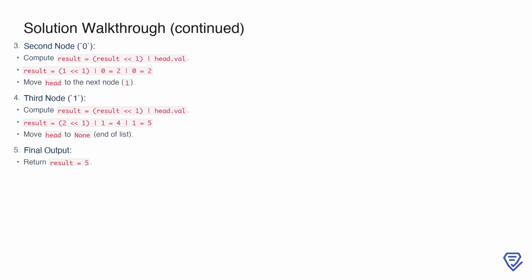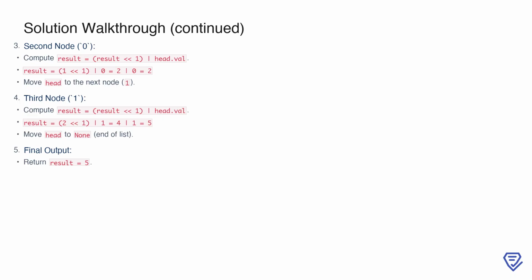The updated result becomes 2. Moving to the third node, which holds the value 1, we perform the same calculation, result = (result << 1) | head.val. Substituting the current values, we compute result = (2 << 1) | 1 = 5. The binary 10 becomes 101 after shifting and adding 1.